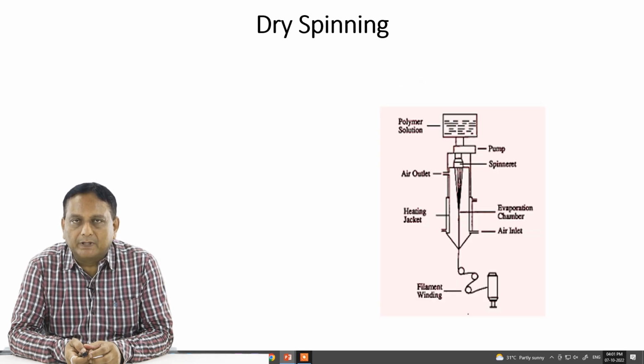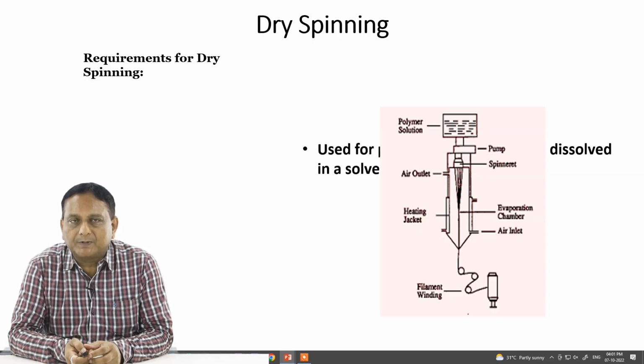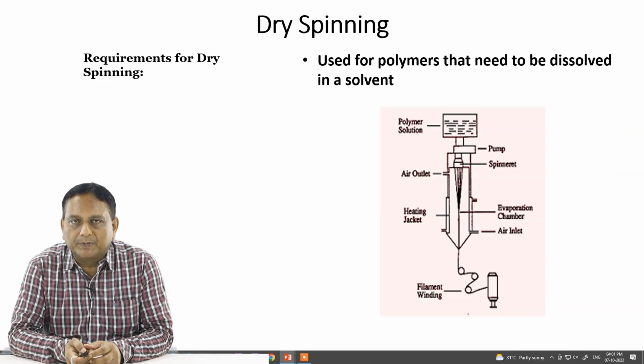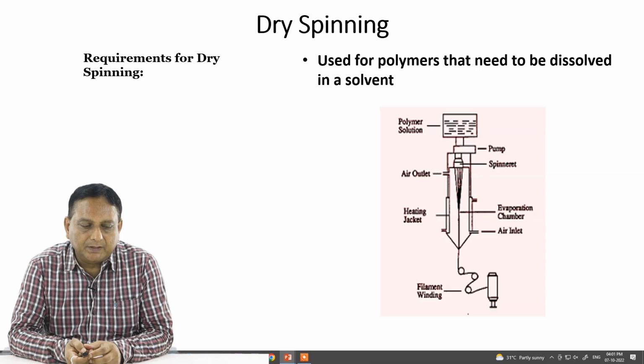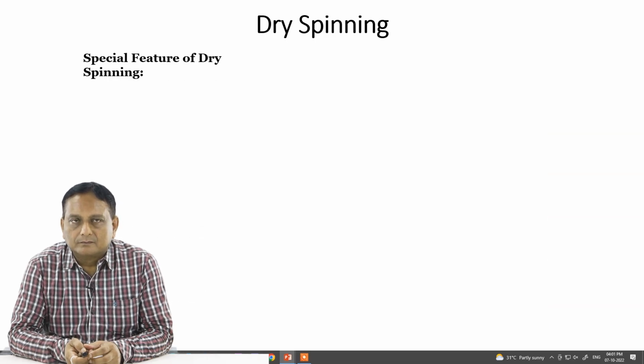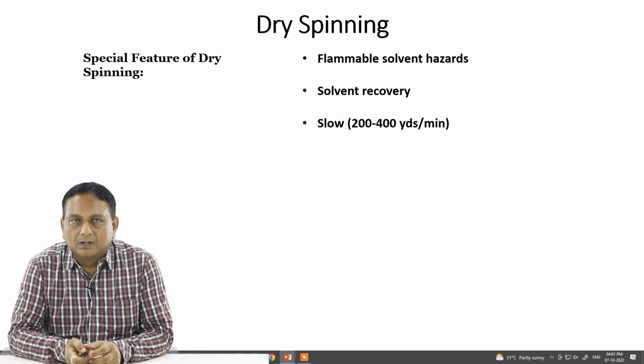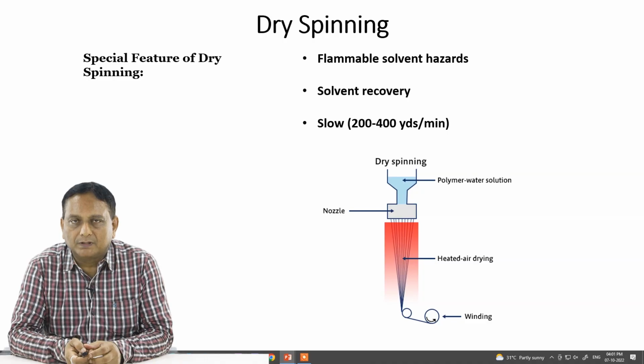If you look closely at this schematic view, what are the requirements of the dry spinning process? It is used for polymers that need to be dissolved in a solvent. So that is the requirement. The special features also include flammable solvent hazards and solvent recovery, and it works at a very slow speed, 200 to 400 yards per minute. Those are the special features of dry spinning, as shown in the figure.